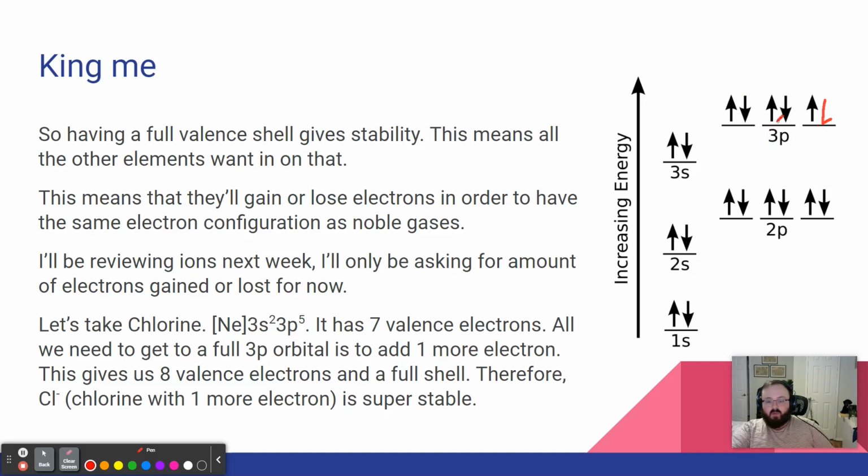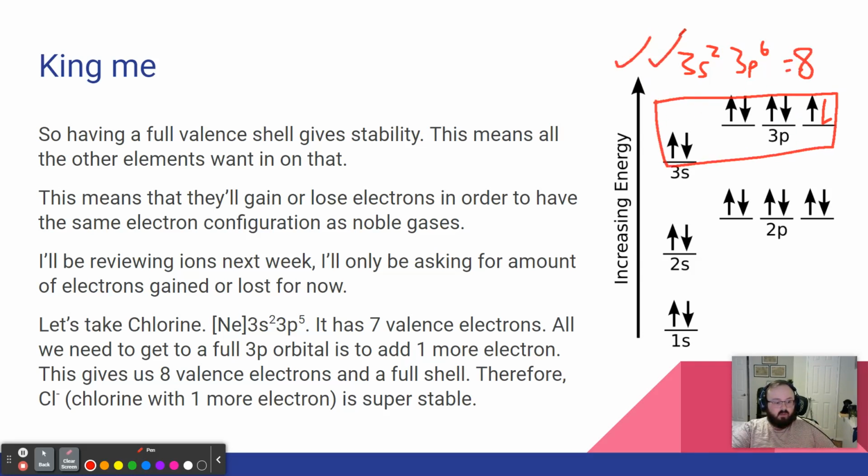So now, we added 1 electron, and now we have a 3s2, 3p6, and we have 8 valence electrons. So we have that double stability. Alright, so a chlorine with 1 more electron, which I'll explain again next week, chlorine minus is super stable. And it wants to be a chlorine minus. That is something that is energetically a good thing.